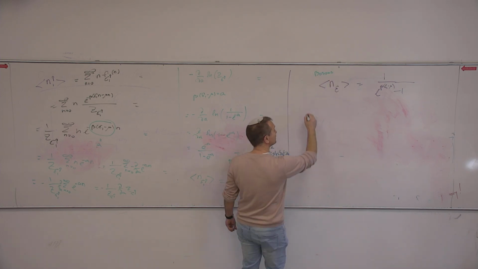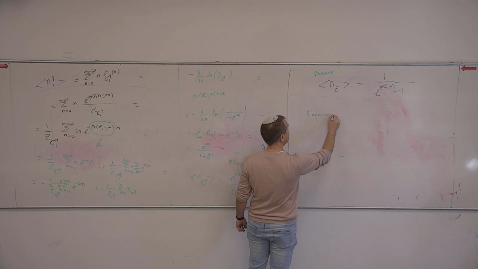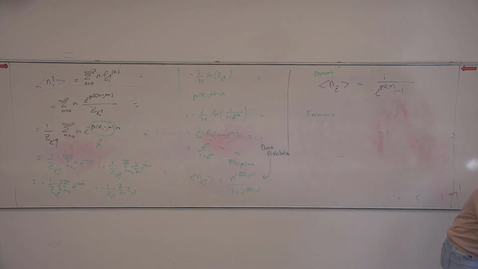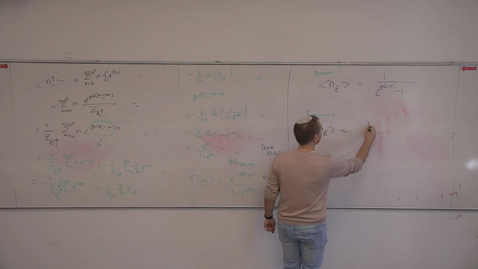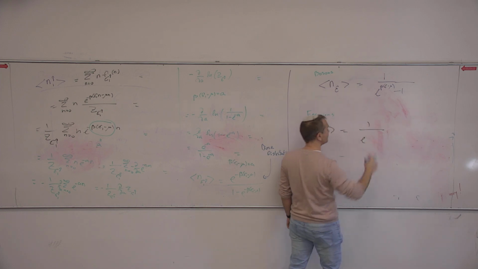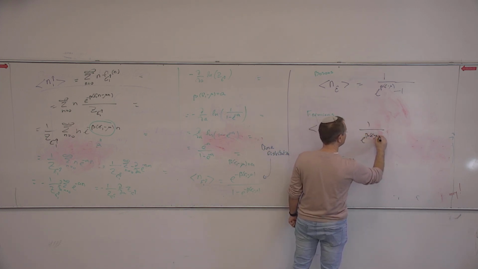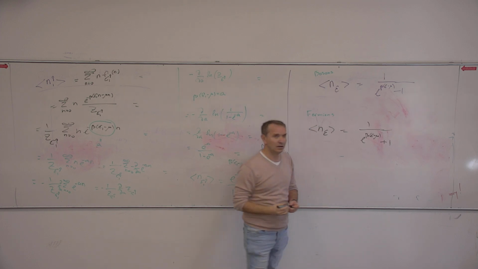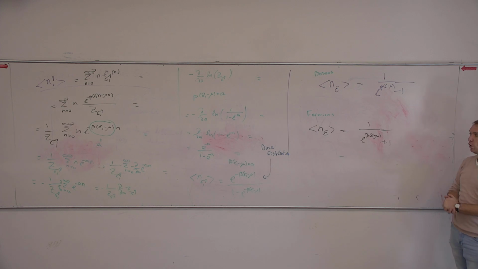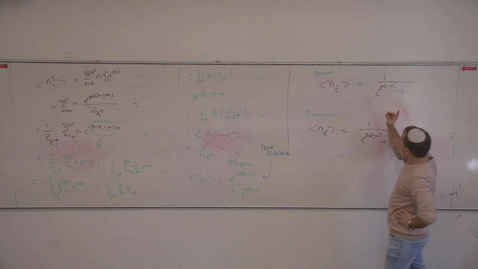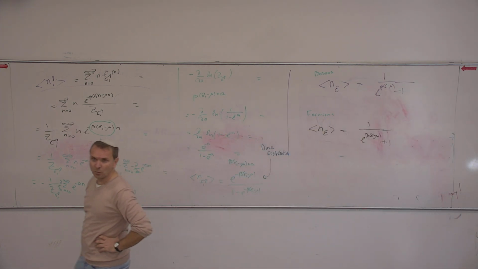What was the result for fermions? Do you remember? Plus 1. That's the only difference. The result was 1 over e to the power beta epsilon minus mu, plus 1. This had interesting properties about the mu Fermi, and the Pauli exclusion principle was applied, etc. What interesting physics can we spot in this expression? What interesting can happen?